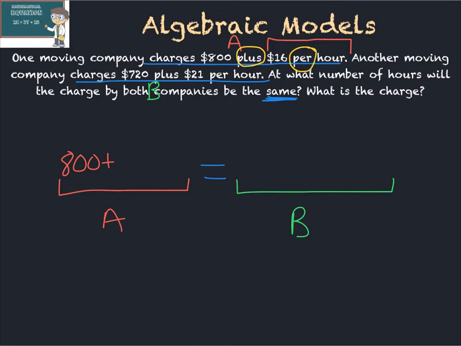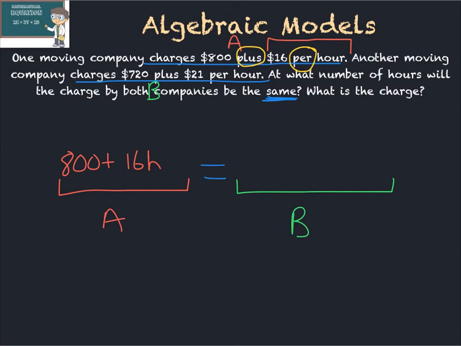So when we don't know the value of something, we use a variable. So what are we multiplying by 16? Multiplying 16 times h. Okay, and per, that's part of your notes. You need to know that per means multiplication. And you could use h, t, whatever variable you want. I'm using h because we're talking about hours. That's moving company A.